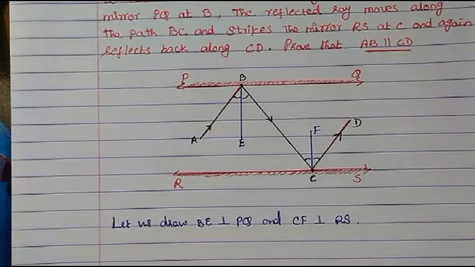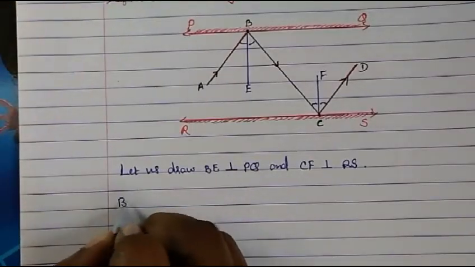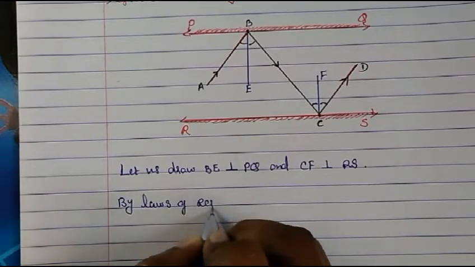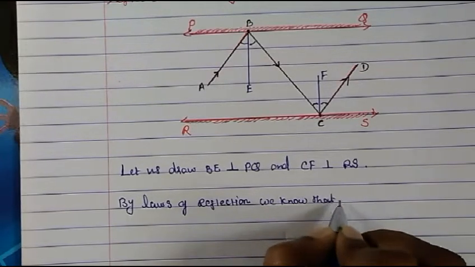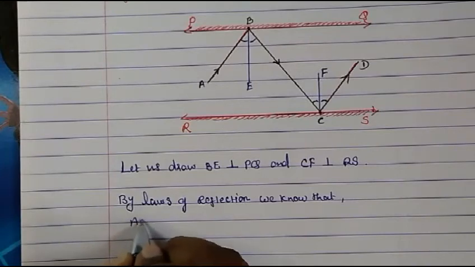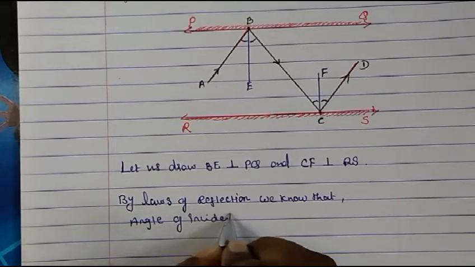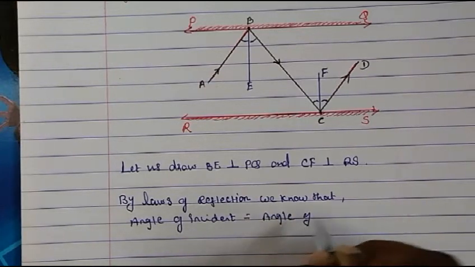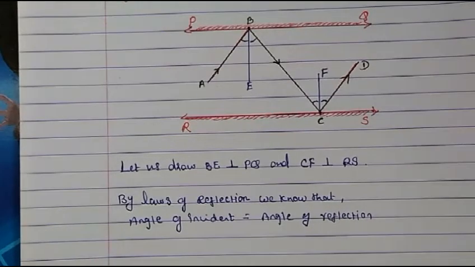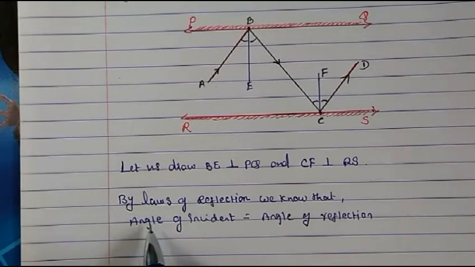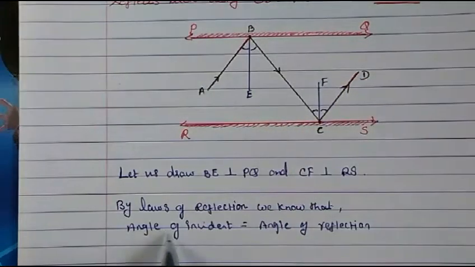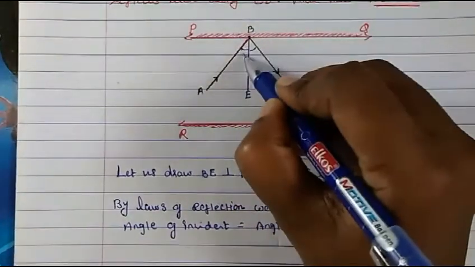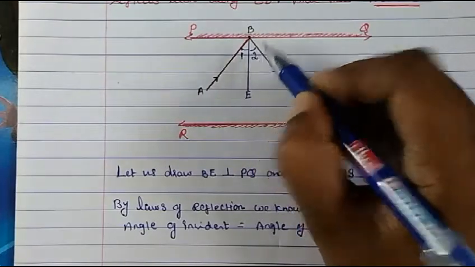In physics, we have studied that by the laws of reflection, the angle of incidence is equal to the angle of reflection. AB is incident because it is falling, then from here it is reflecting back. So this is the angle of incidence, let us name it 1. That is equal to the angle of reflection, so angle 1 is equal to angle 2.